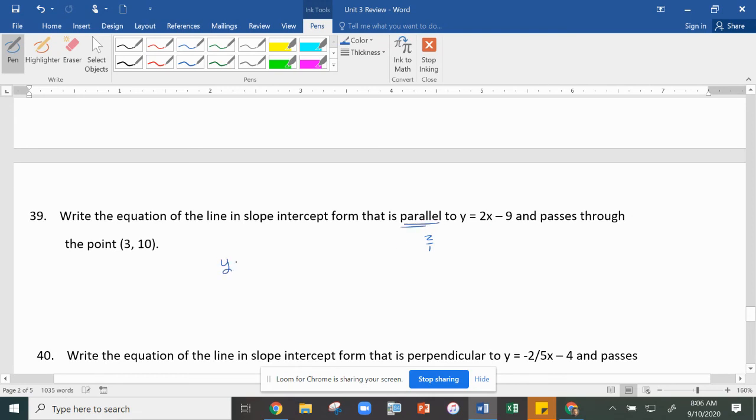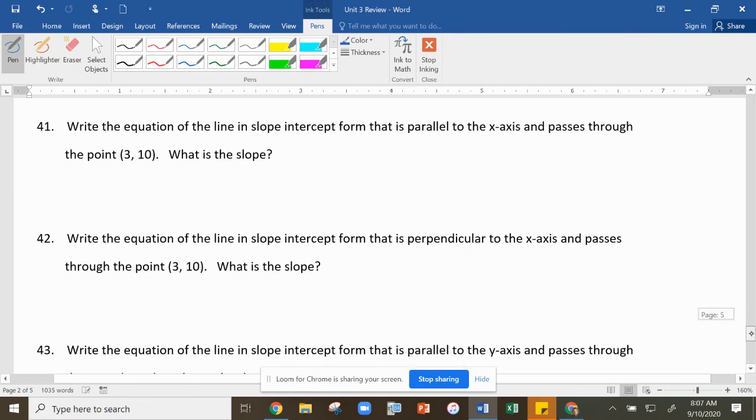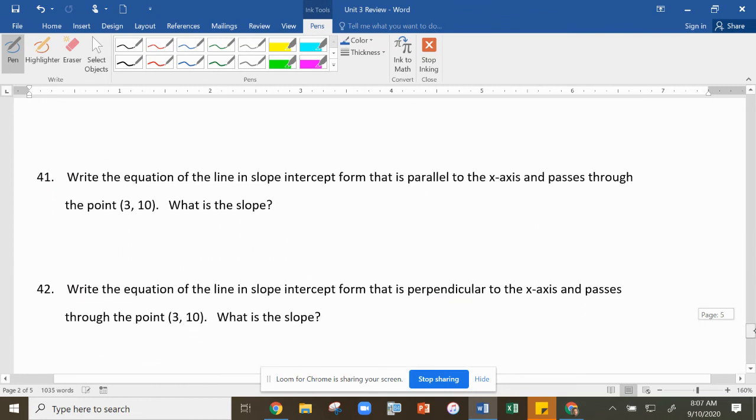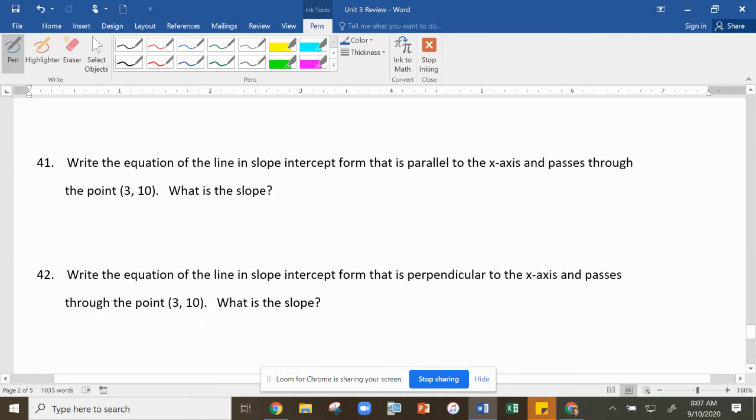So once again, we're going to go y minus 10 equals 2 times x minus 3. We're going to distribute. You get y minus 10 equals 2x minus 6. And then we're going to add 10 to both sides. So we're going to get y equals 2x plus 4. So you have 2 examples of a parallel and perpendicular. So I want to save that last one there so that you can work it, come to tutorials if you need help.